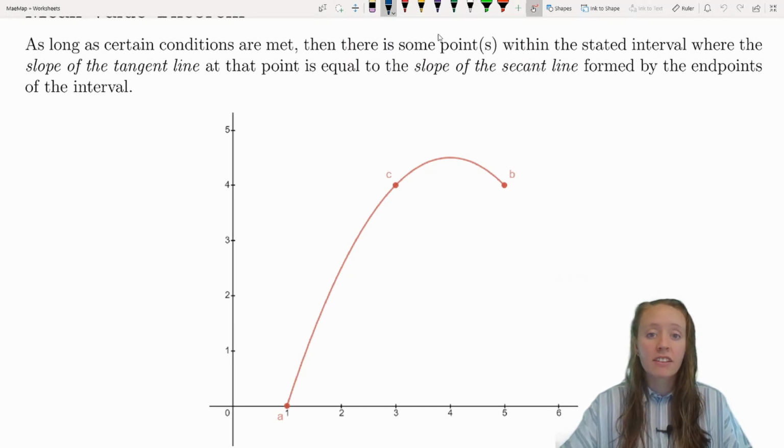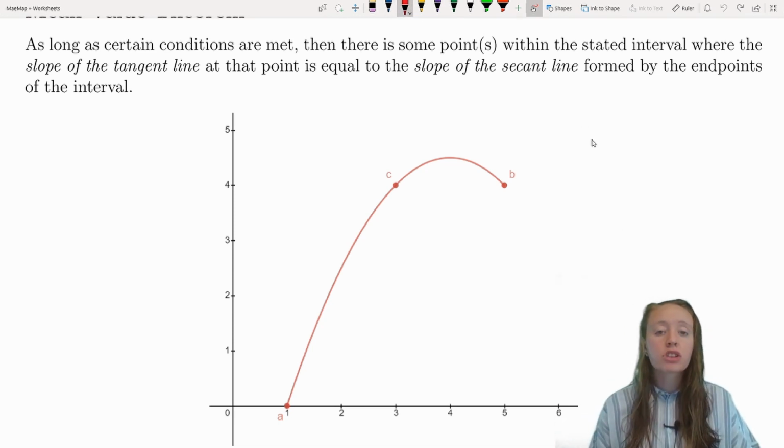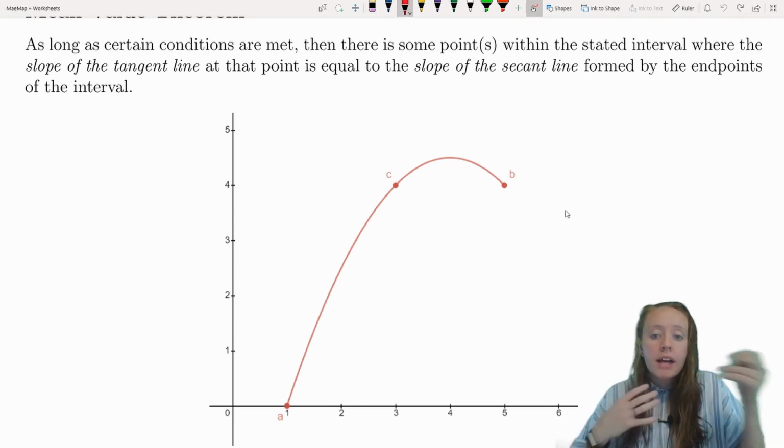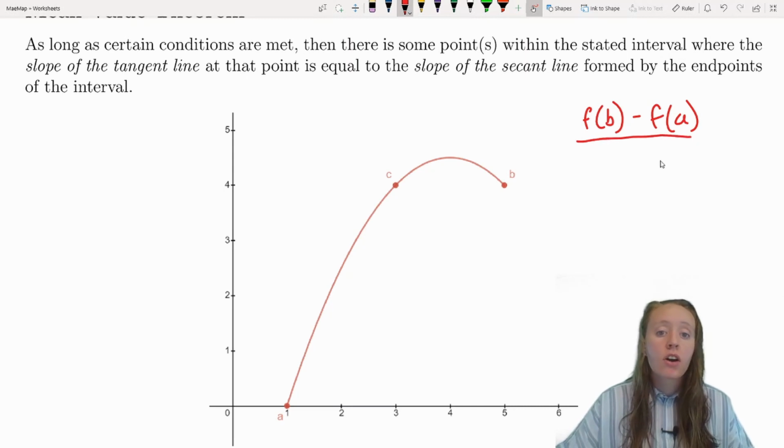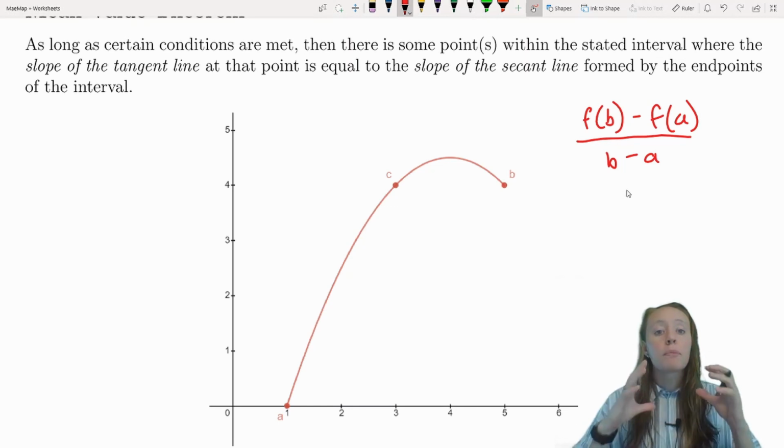the slope of the secant line formed by those endpoints, how would we write that? Do you remember how to write the slope of the secant line? Change in y over change in x. So that slope is going to be f of b, the y value at our point B, minus f of a, the y value or function value at our point A, all over our x value at our point B minus our x value at our point A. So that's going to be b minus a. That is the slope of the secant.